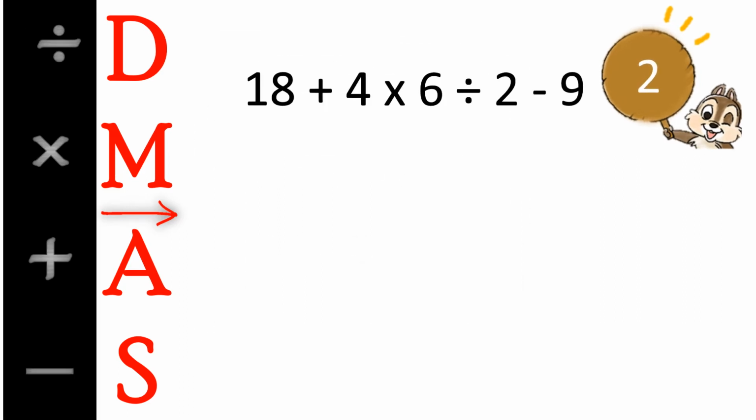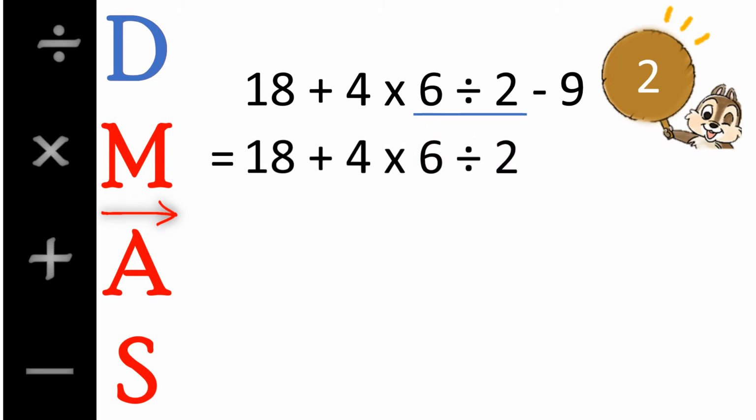18 plus 4 multiplied by 6 divided by 2 minus 9. In this question, what is the first operation which we will consider? According to DMAS, first is division. And we have division here. So divide 6 by 2. First write 18 plus 4 and the multiplication sign as it is. If we divide 6 by 2, we get 3. Then write minus 9 as it is. So we have 18 plus 4 multiplied by 3 minus 9.